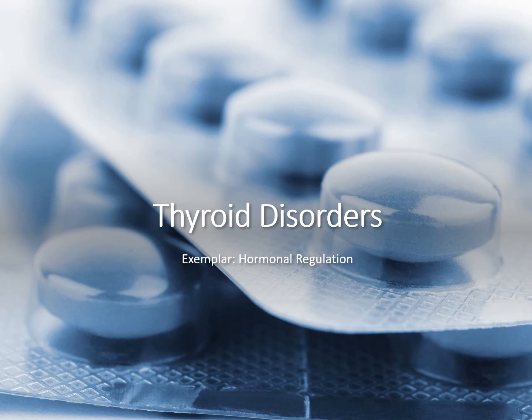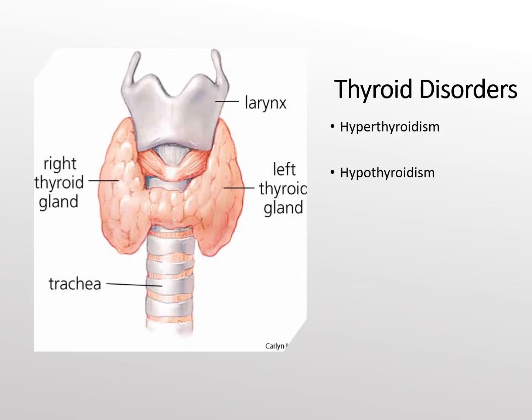In this voiceover PowerPoint, I'm going to talk to you about thyroid disorders. This is from the exemplar of hormonal regulation. The thyroid is responsible for basal metabolism. It increases the basal metabolic rate. It increases the body temperature. That's called calorogenesis. It increases appetite.